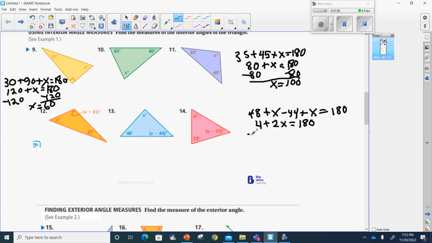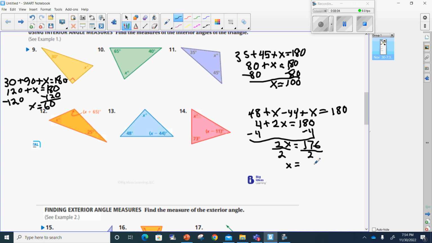Next, I'm going to subtract 4 from both sides. That leaves me 2x is equal to 176. Now we're going to have to divide 2 away from 2x, so we can isolate x, because 2 divided by 2 is 1. That leaves me 1x. Whatever I divide from one side, I have to divide from the other.